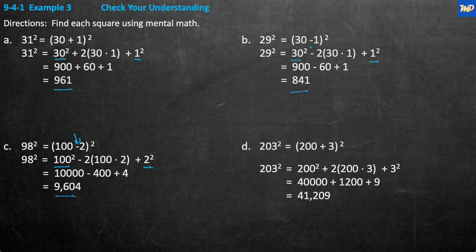So let's do D. Now we're at 203. So we're going to break that into 200 plus 3 squared. First term, 200 squared, which is 40,000. The last term, 3 squared, which is 9. And this middle term, it's a positive 2. 2 times 200 is the first, times 3 is the last. 200 times 3 is 600, times 2 is 1,200. 40,000 plus 1,200 plus 9 is 41,209.